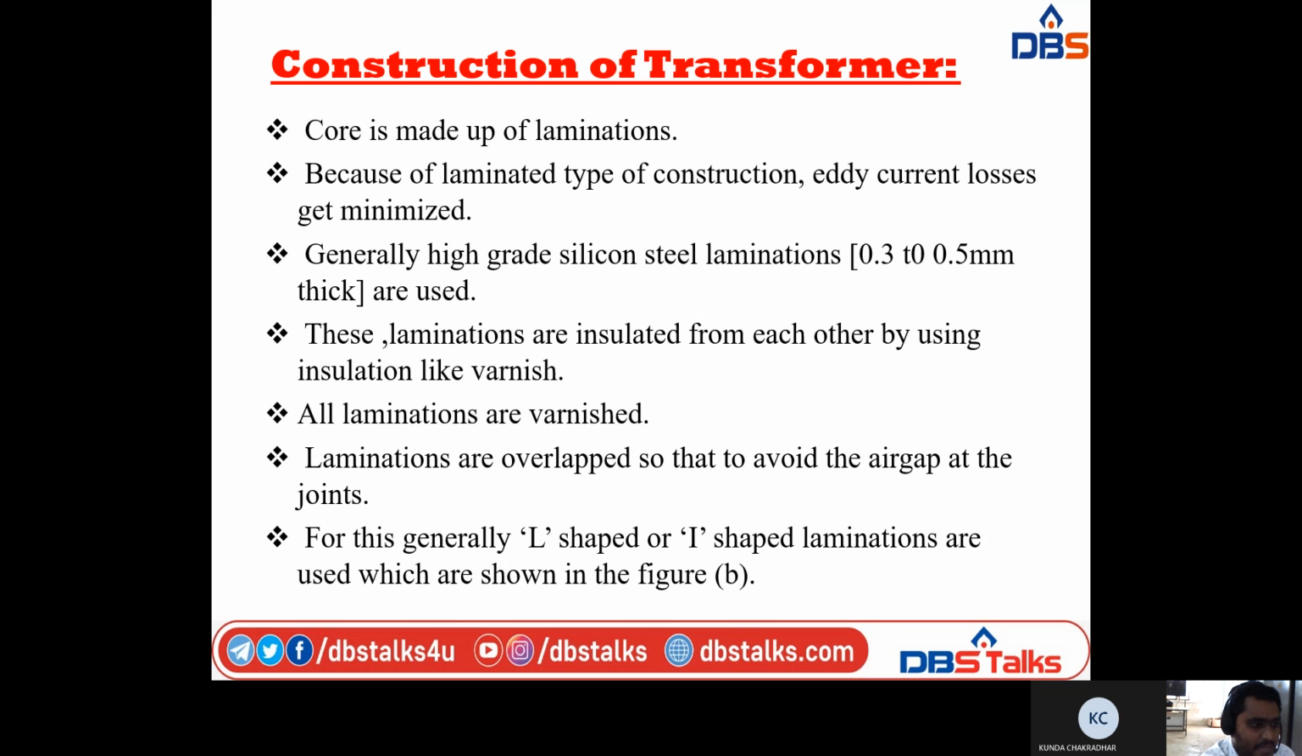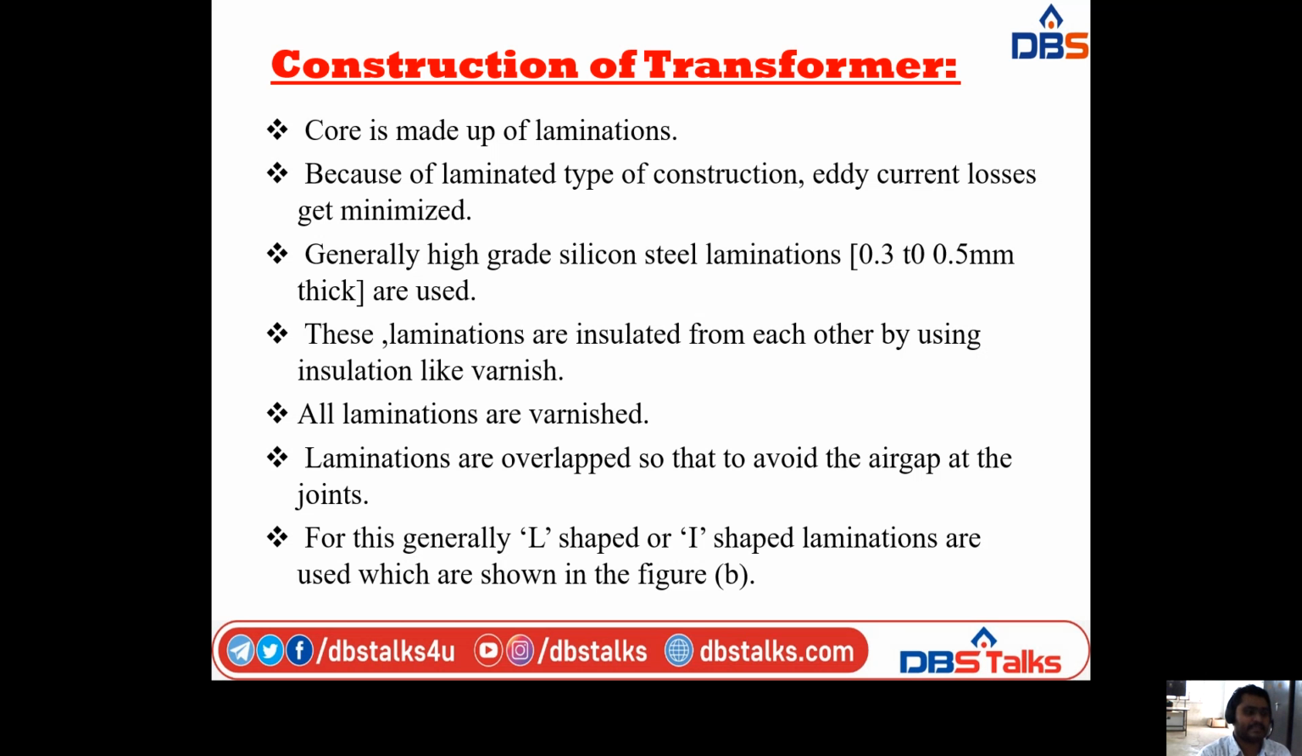And the core is made up of lamination. Because of the laminated type of construction, eddy current losses get minimized. Actually, we have different types of losses, but here, because of the laminated construction, eddy current losses get minimized. That's why we are using lamination for the core. This eddy current loss concept was explained in DC motors also. Next, generally, high-grade silicon steel laminations are used for the main core of the transformer.